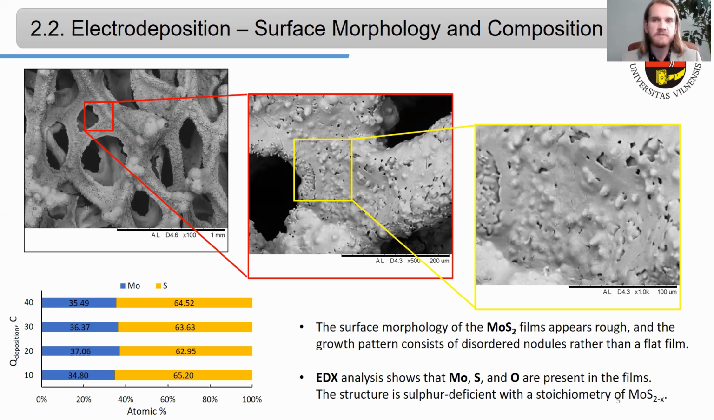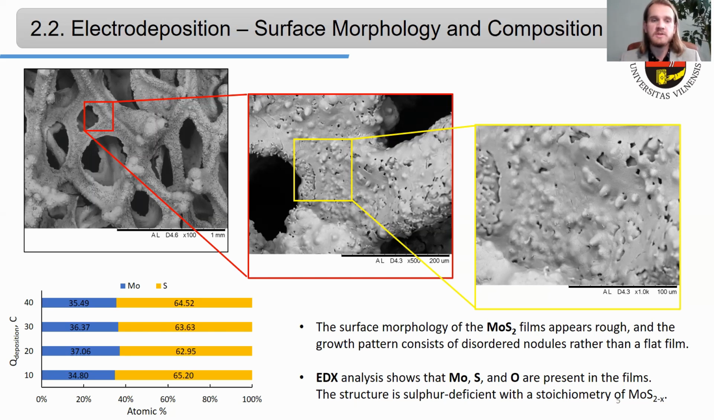Upon closer magnification, we see that the surface morphology is rough and that the molybdenum disulfide does not cover the substrate homogeneously. There are pores, or rather empty gaps in the surface where molybdenum disulfide growth had not occurred. As well as that, there are nodules that protrude from the surface, and the film overall cannot be said to be flat.